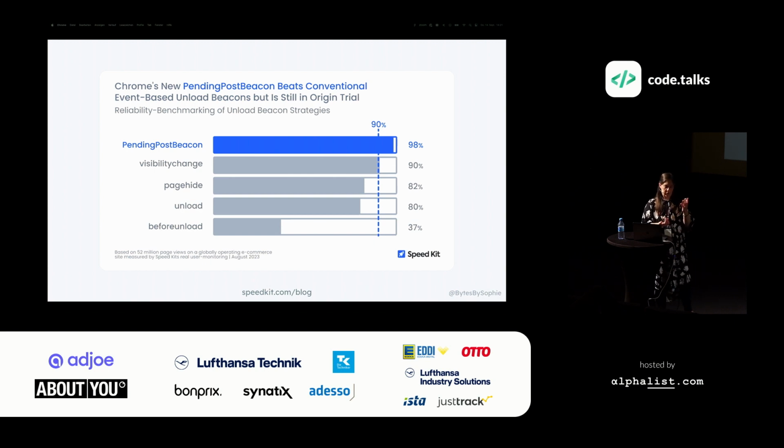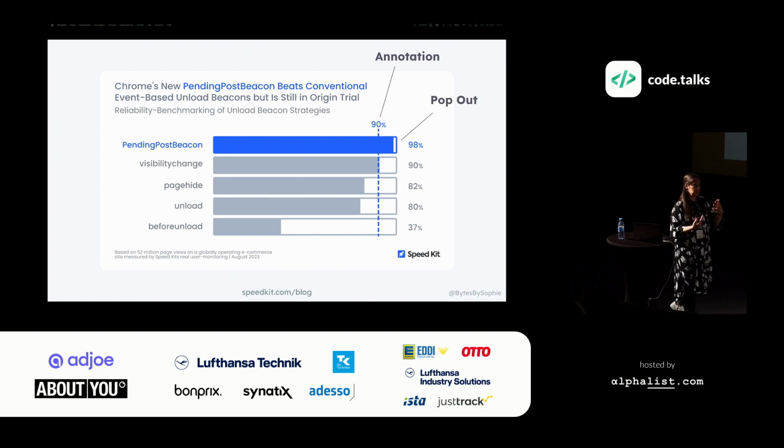And Eric analyzed the data and found that there's this new approach by Google that is actually performing way better than traditional methods. So traditional methods only reach 90% of reliability. And this is what we wanted to highlight here with the annotation. And then we also wanted to highlight with the pop-out the new strategy that my colleague tested here that actually gives us a much better reliability.